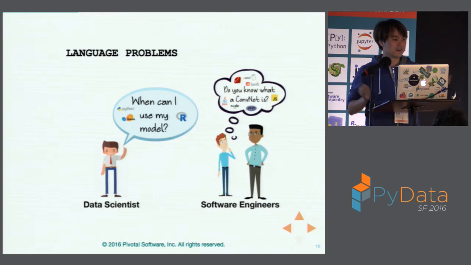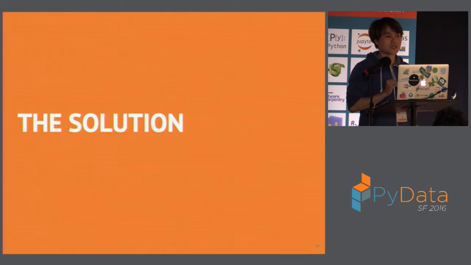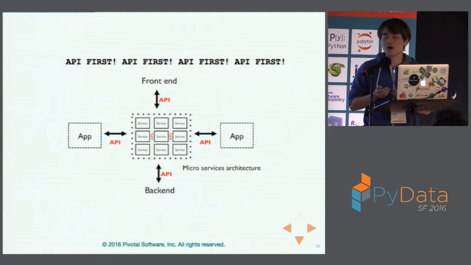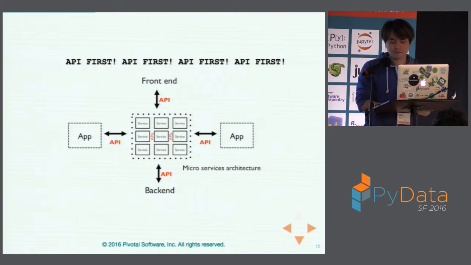So what is the solution to this problem? Well, at Pivotal Labs, we basically follow an API-first approach. So what does API-first mean? API-first means that you try to wrap everything as an API and create microservices. In this case, for example, you could have one service that does the prediction, one service that cleans the data, one service that processes the data, one service that adds metadata to it, and, of course, one service that consumes it.